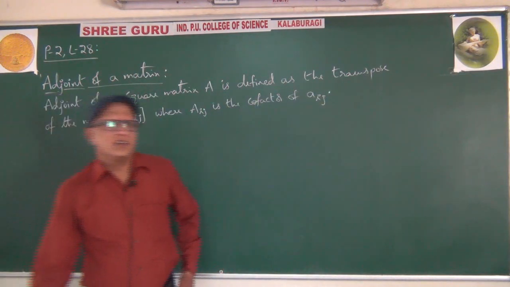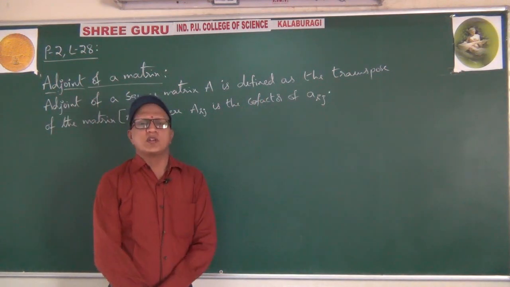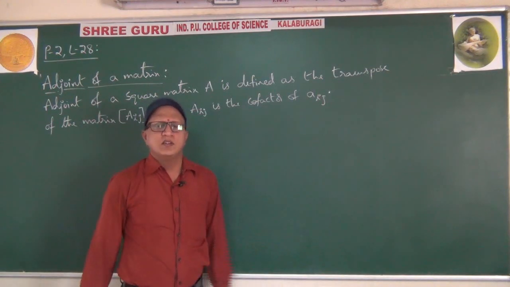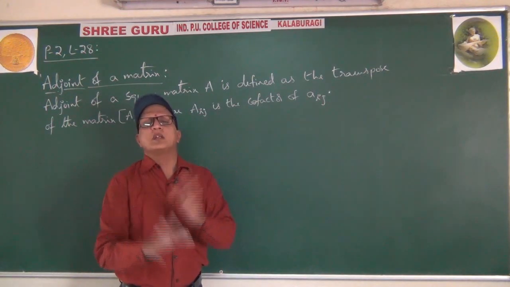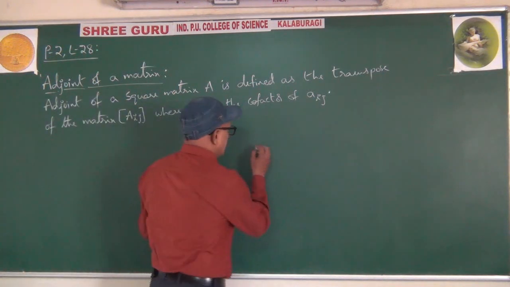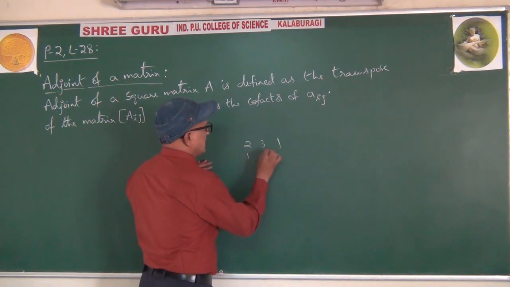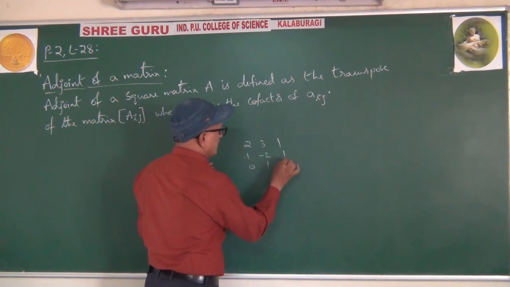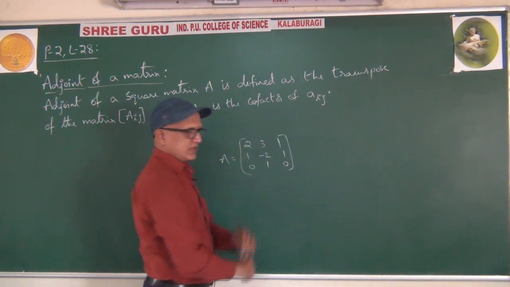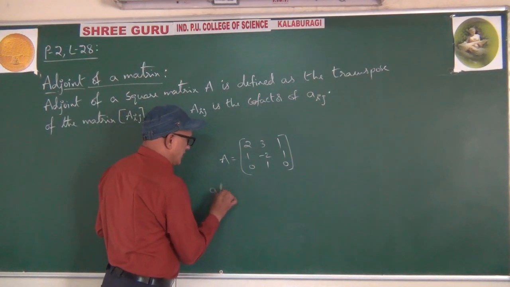In general, it is difficult to understand if I write like this. If I solve one question, you can understand very clearly. Nothing is there in this, a very simple concept. I will explain by using one example. For example, this is the given matrix: 2, 3, 1; 2, 1, minus 2; 1, 0, 1. I am going to find the adjoint of this matrix.